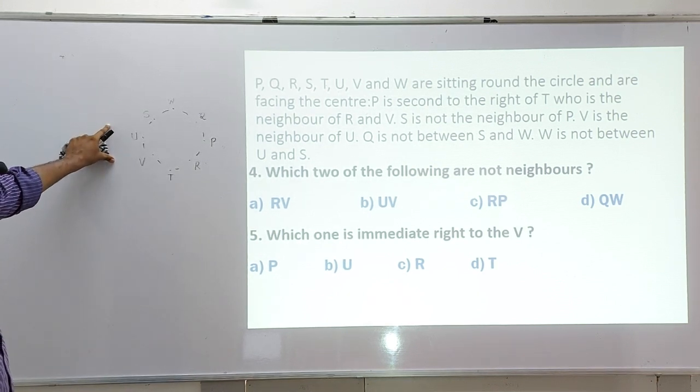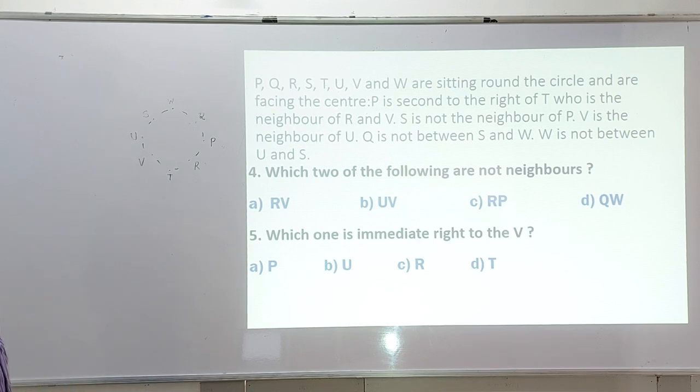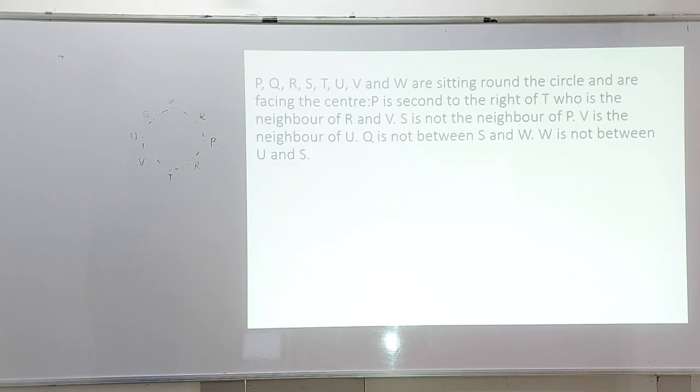Now if our diagram is correct, then what answer should we get? To the right of V. Who is to the right of V? T. Now we have to check our answers. So the same question again. Okay.